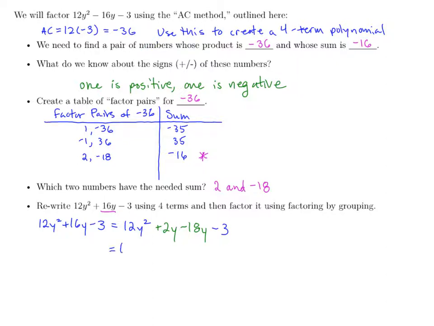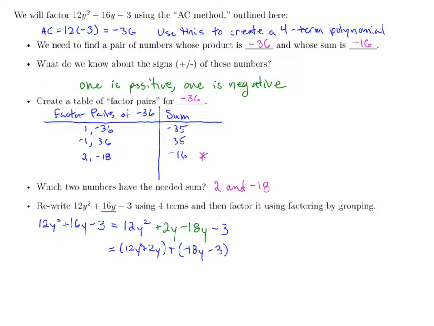So the first group I'll have is 12y squared plus 2y. I'm going to group that in parentheses. And then next I am subtracting 18y and I am subtracting 3. So one of the approaches that I can take here is to turn this into adding a negative 18y minus 3. Changing that to addition can be helpful in terms of keeping track of my signs.